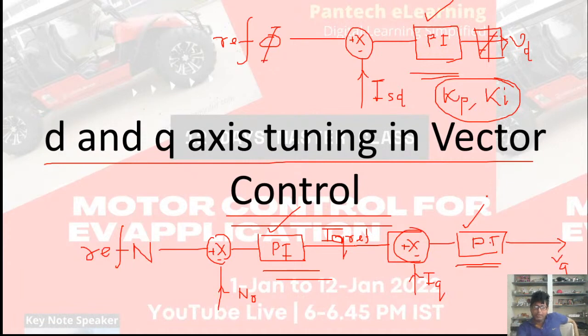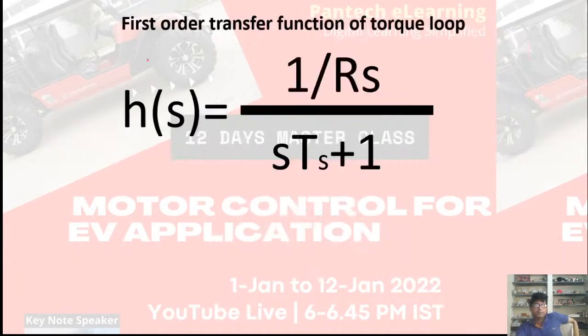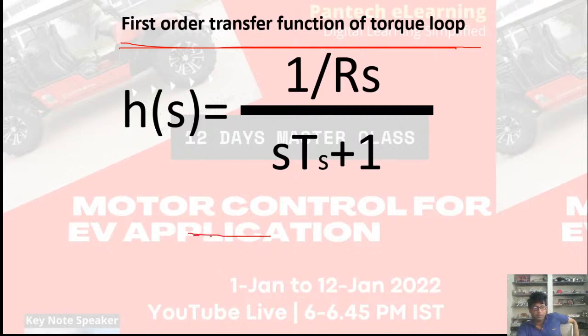I'll be just showing the technique. So you see, this is the first order reduced order transfer function of the torque loop. Torque loop means, which one? Inner quadrature axis loop. So this is the torque reference which is coming from the outer speed loop.